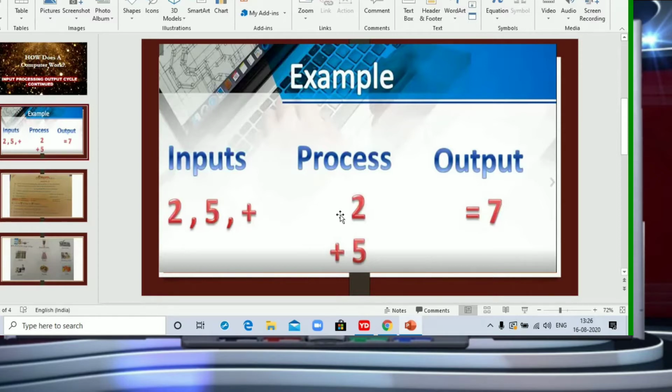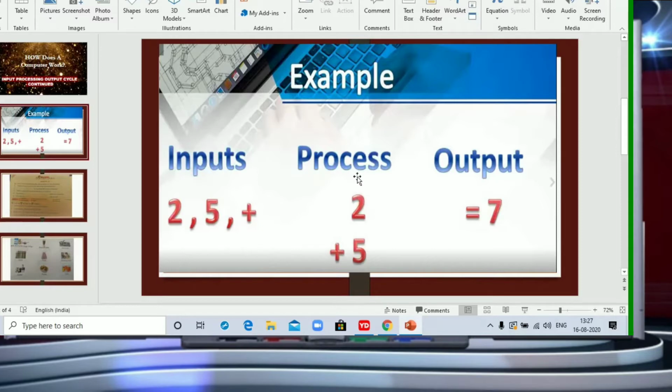Now the CPU will work on the data according to the instructions. That is, it will add the numbers 2 and 5. Once the processing of 2 plus 5 is done in the CPU, 7 is the correct result, or you can see the output of the sum. 2 plus 5 is equal to 7. So this is how your computer system works on the numbers.